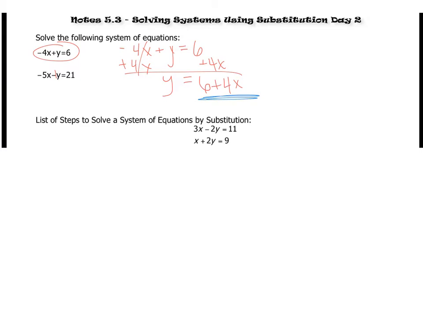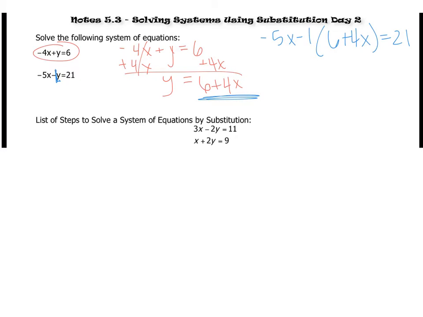Now we're going to take this 6 plus 4x and put it in for this y. So it becomes negative 5x minus, and I'm going to put that 1 there that we put over here first, times 6 plus 4x equals 21. The reason why I put that 1 there is so that we remember to distribute a negative 1 to the 6 and the 4x. If you don't have a number there, it's hard to remember that you have to distribute to both of those.